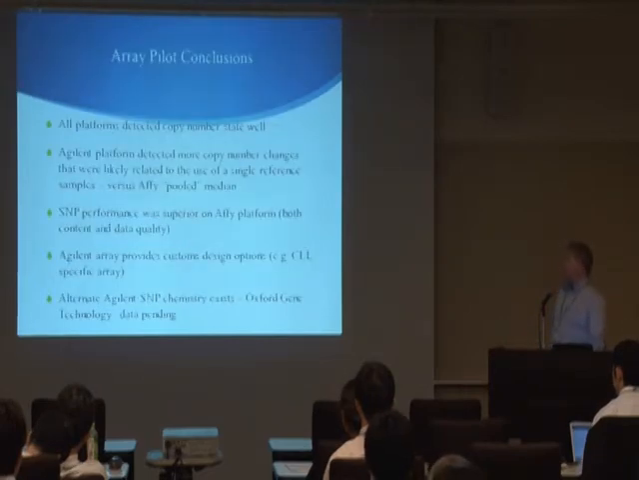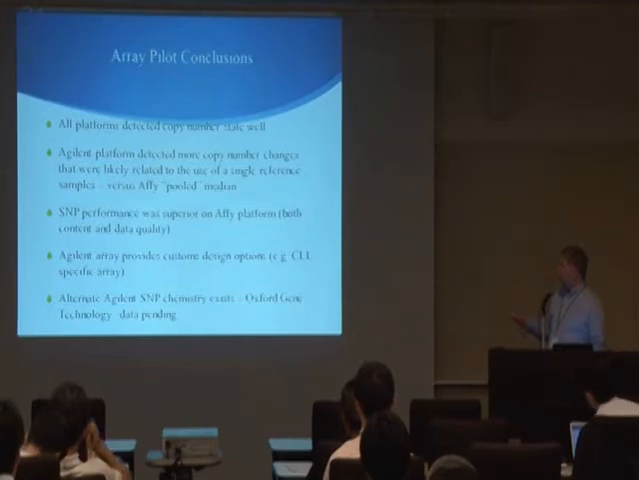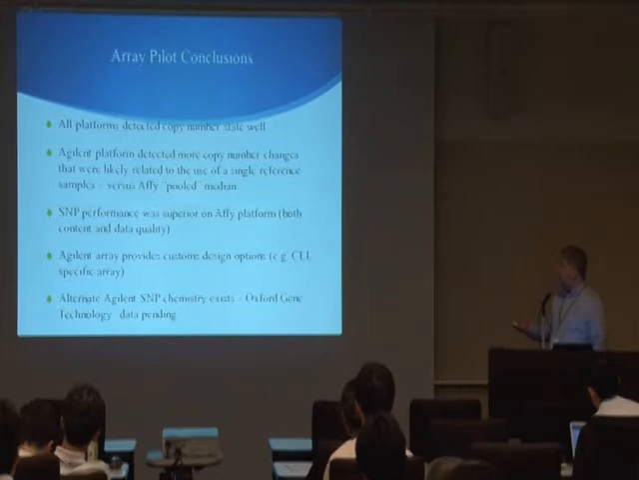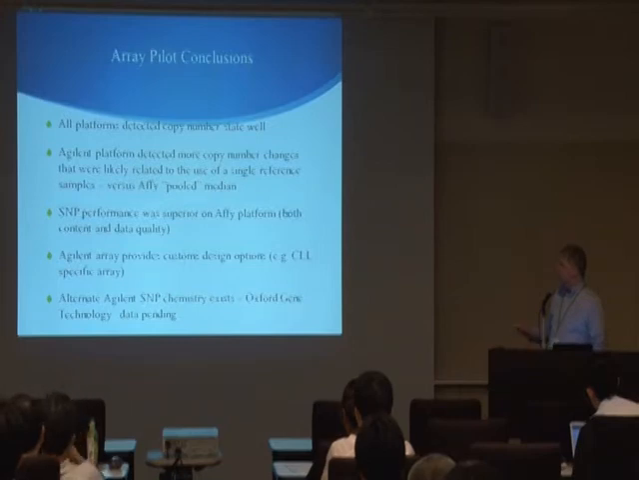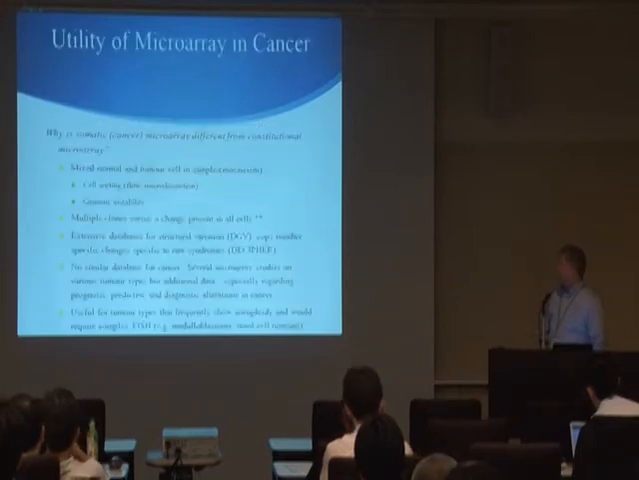So if we conclude what we learned from our very small pilot project, is that we looked at a bunch of systems that all detected copy number state well. There was a little bit more noise in the Agilent platform, maybe possibly due to a single reference sample that was used in that particular experiment. The SNP performance we saw on the AFI platform was really good in terms of both content and data quality. And so we looked at a couple of other options as well, including Oxford Gene Technology, which I didn't present today. But if you have any questions about that, I'd be happy to answer them.